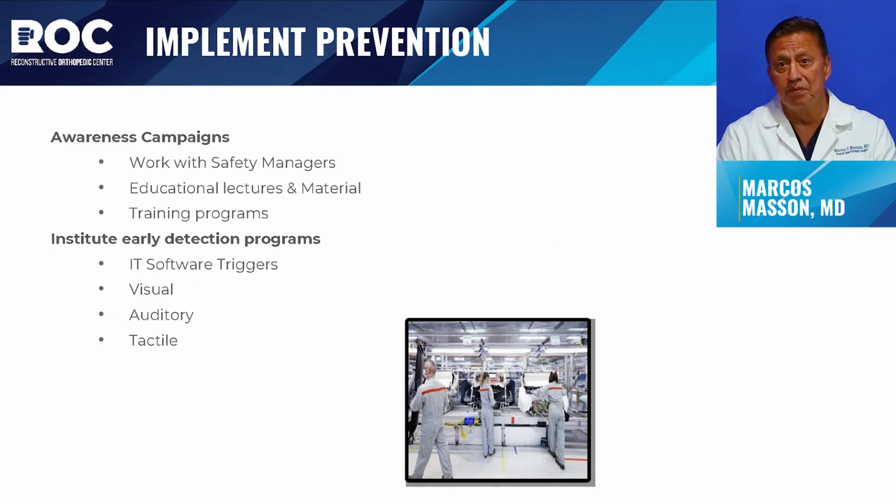The prevention plan is essentially campaign of awareness with education and training and communication with safety managers and other health professionals that are involved in patient evaluation or employee evaluation and observation. There are also other methods that include softwares that can actually give you visual clues, auditory clues, or even tactile clues that a problem is imminent.